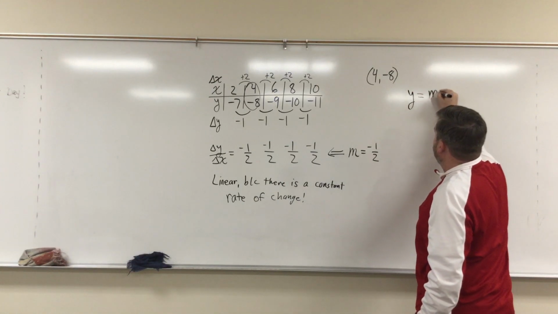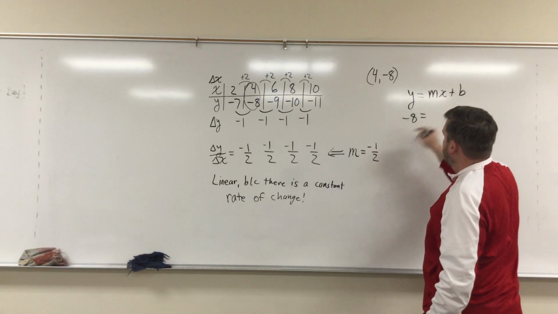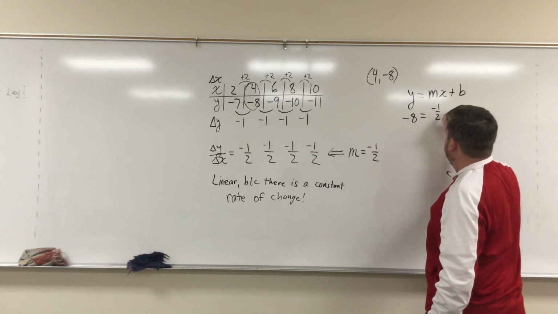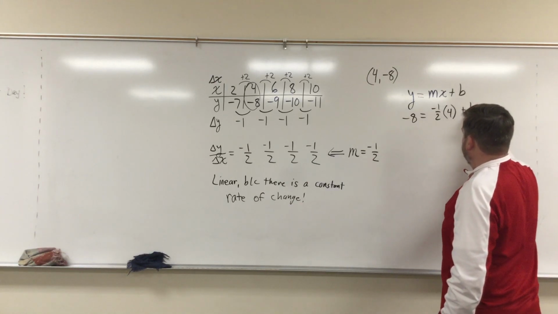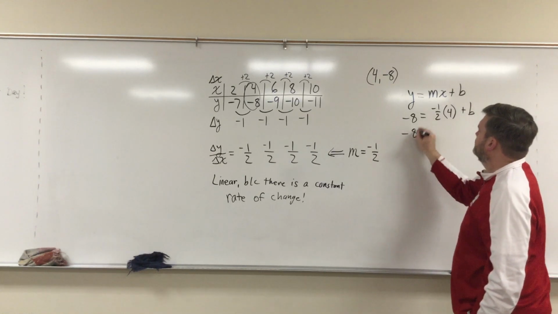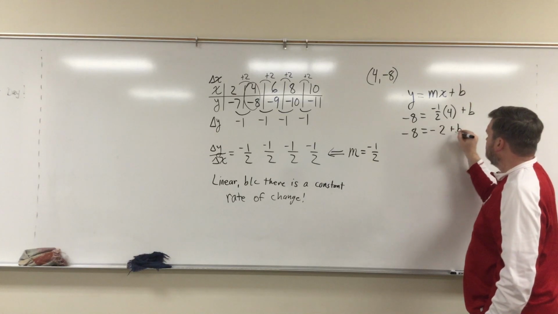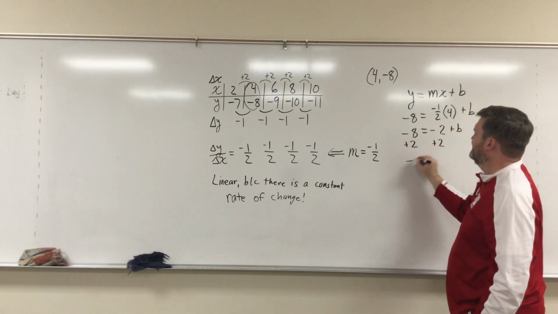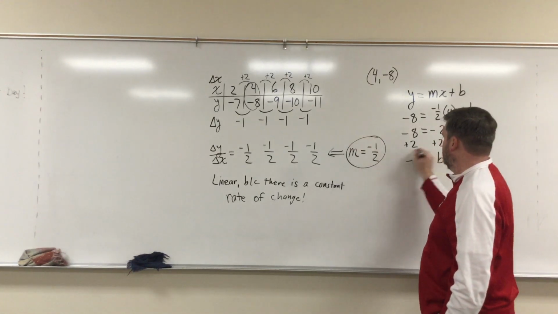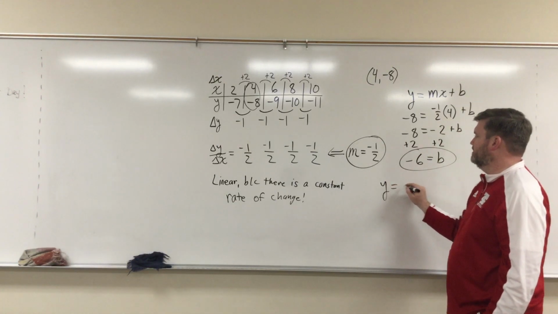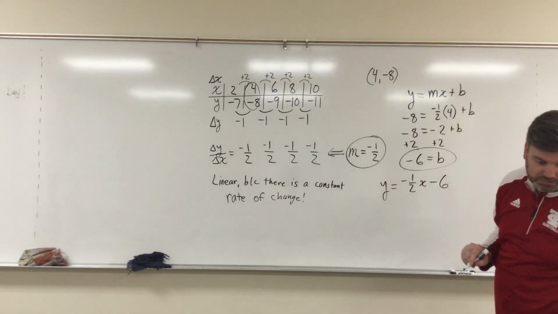So y equals mx plus b. Y is -8. M is -1/2. X is 4, and b is what we're looking for. A negative and a positive make a negative. 1/2 of 4 is 2. Add 2 to both sides, and I get b is -6. There's m, there's b. So my equation is y equals -1/2 x minus 6.